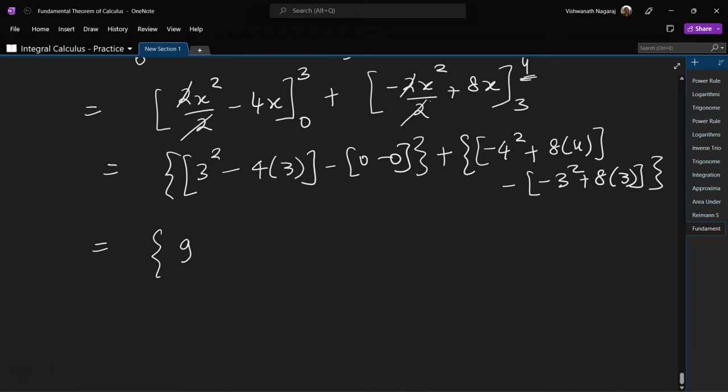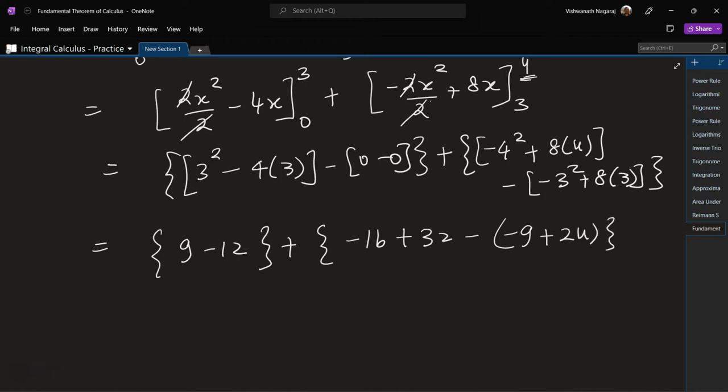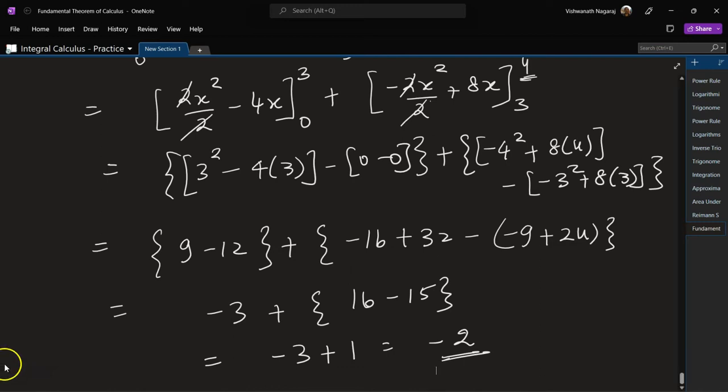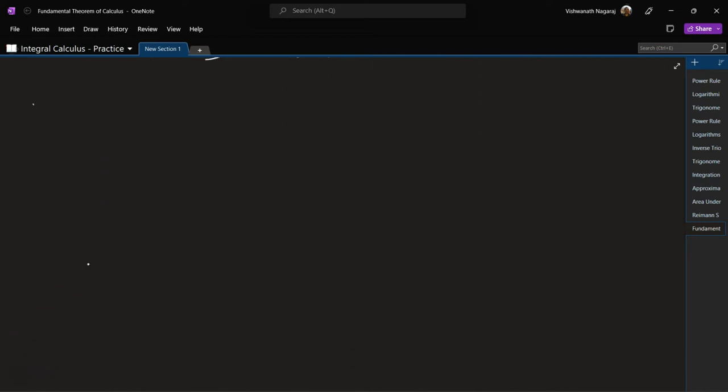What do we get? We get 9 minus 12. This is 0 plus this would be minus 16 plus 32, then minus 9 plus 24. This gives us minus 3 plus 32 minus 16 is 16. Then this is 15, so minus 15, which gives us minus 3 plus 1, which gives us minus 2. So that is the integral. Okay, 18th one.